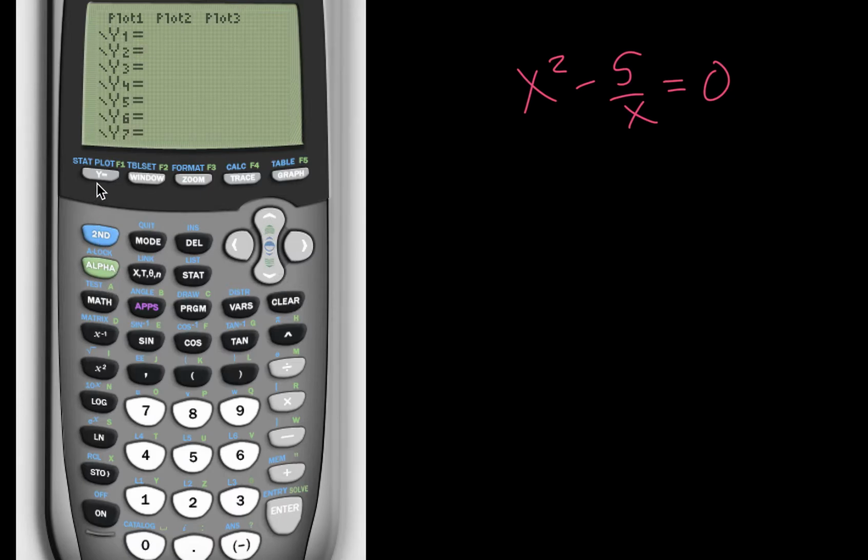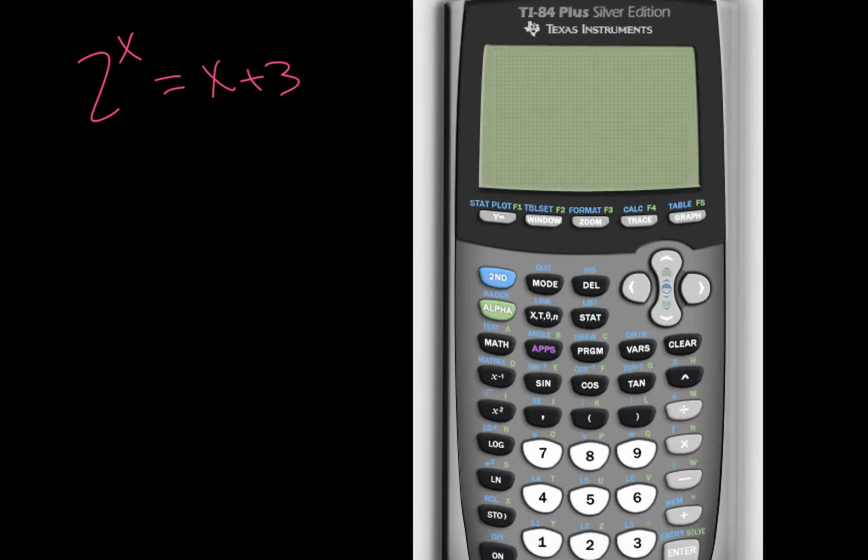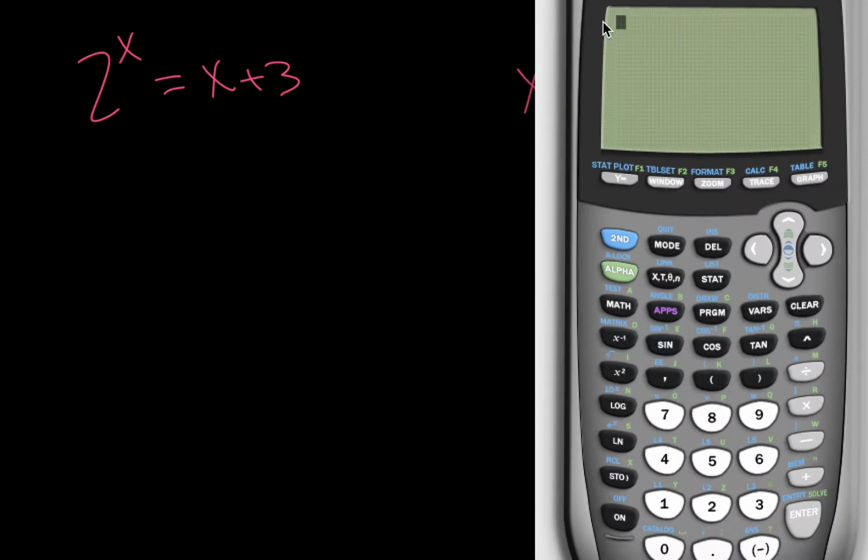So what we need to do, let me just get out of this so I can quit. Okay. So we come to our calculator. Once again, this is a TI-84, but the directions will be the same as a TI-83. So I'll move this over so we can see the first equation. We're going to hit the equals button and type in the left side and the right side. So I'm going to say 2 raised to the x as one equation, and then x plus 3 as the other equation. Go to graph.